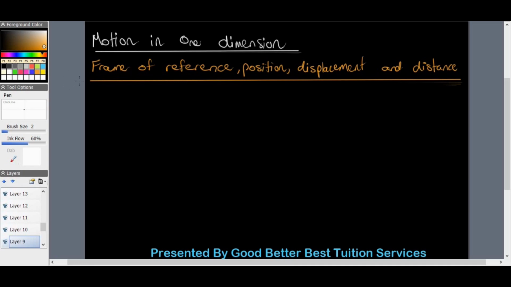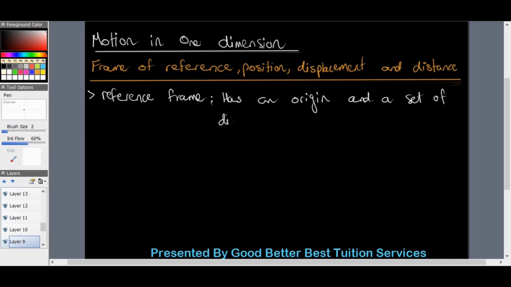All right, so the first, a frame of reference. The textbook definition is a context against which the motion or position of an object is defined. Basically, a reference frame has an origin, an origin of where it began, as well as a set of directions. Instead of putting down all that other mumbo jumbo, let's just get straight into it.